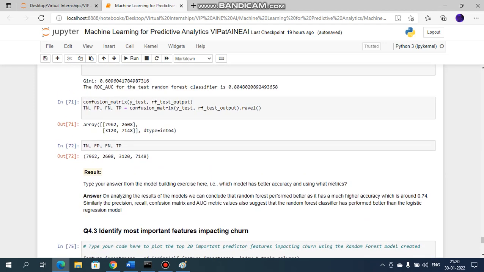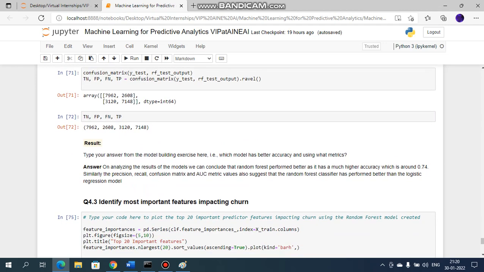Here we only have around 2,600, but with logistic regression, we had around 8,000 false positives. So we can conclude that the random forest model performed better with an overall accuracy of around 74%, while the logistic regression model only performed with an accuracy around 60%.